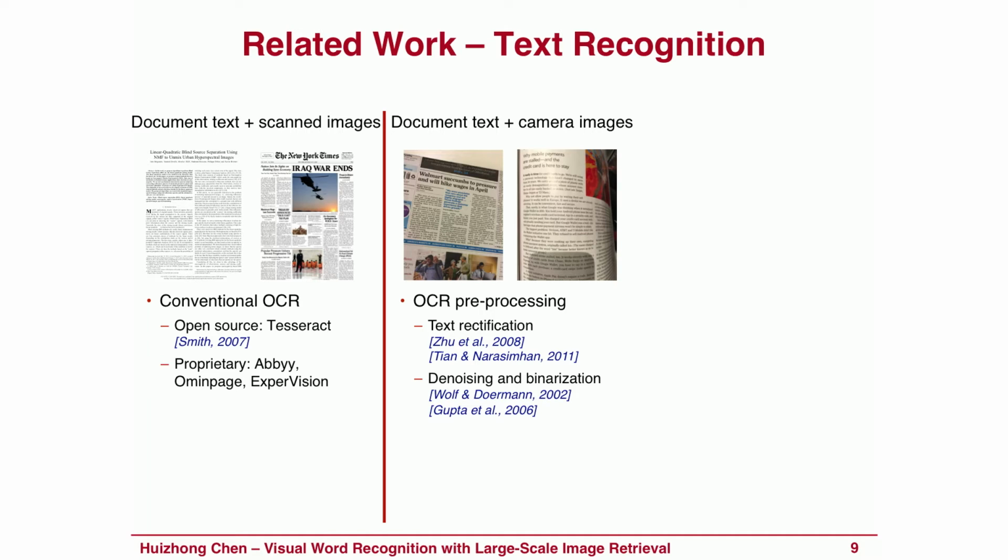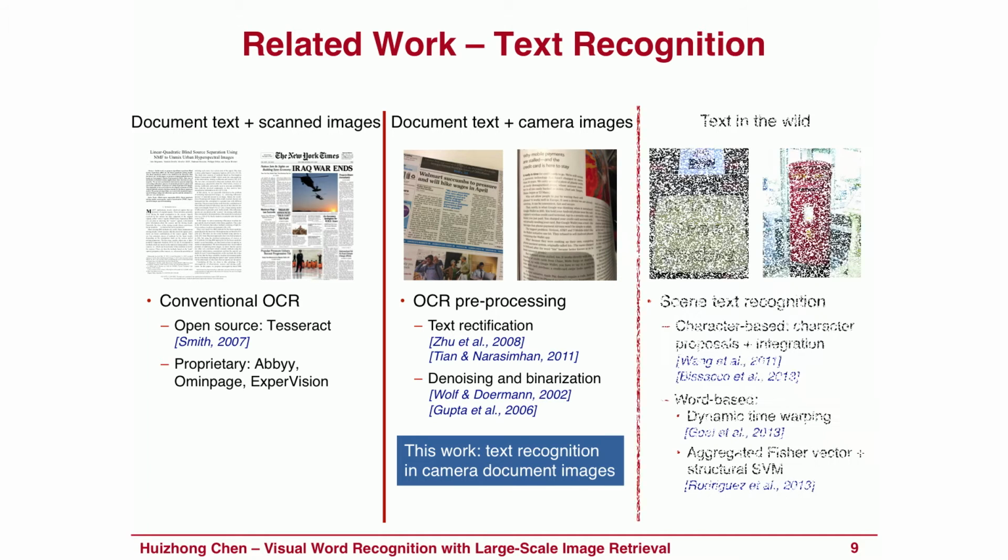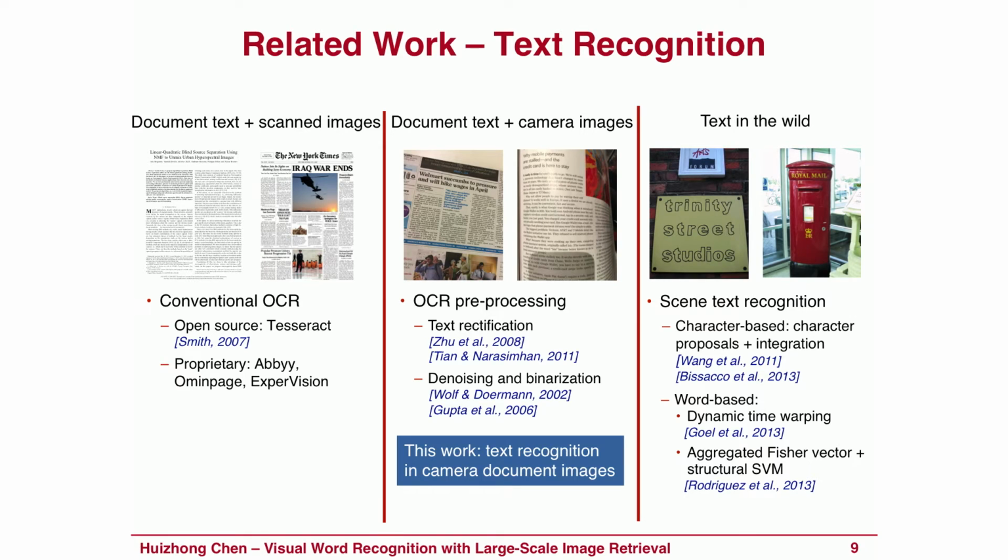So in my work, I proposed a text recognition engine that allows robust identification of text in document images. In recent years, with the advances of machine learning, extensive research has been done to recognize text in the wild. This is called scene text recognition. There are 2 main approaches for scene text recognition.